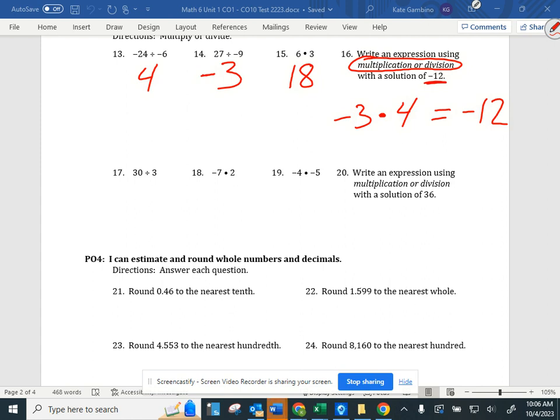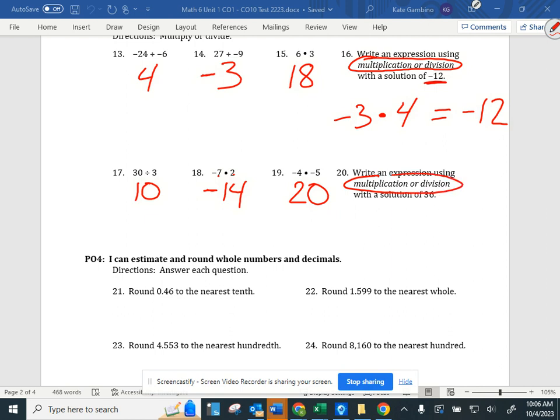Positive divided by a positive is a positive. 30 divided by 3 is 10. Negative times a positive is a negative. 7 times 2 is 14. Negative times a negative is positive. 4 times 5 is 20.